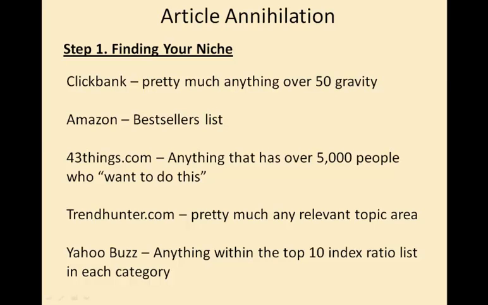Amazon, you want to head to their bestsellers list. A cool website that I use is called 43things.com, and generally this is anything that has over 5,000 people who want to do this. The next website that I use is trendhunter.com. Really cool website to get niche ideas from. And when you go into the website, pretty much any relevant topic area that you see you can actually use. And importantly, you can go ahead and use Yahoo Buzz, and anything within the top 10 index ratio list you can use for your particular niche.